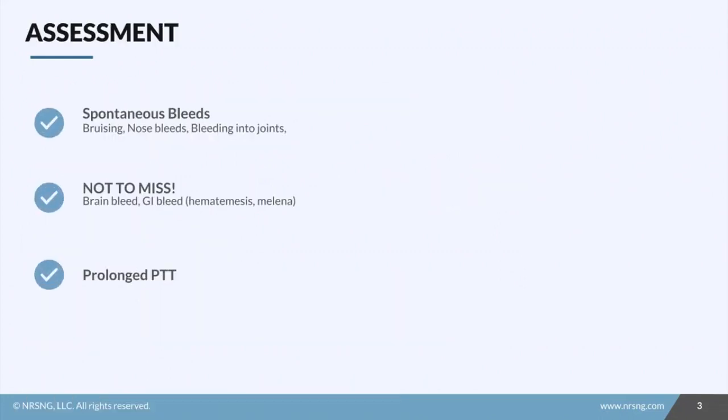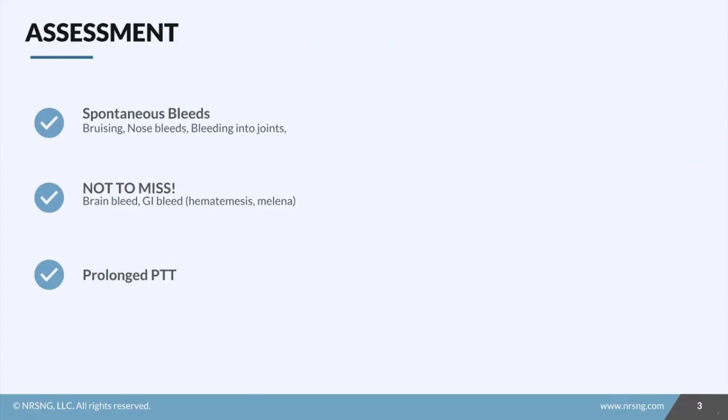Your assessment of a patient who has hemophilia is 100% about looking for signs of spontaneous bleeding. Sometimes this is going to be really obvious, from a cut or an injury, or you might have a nosebleed or a really big bruise that lets you know there's bleeding. But other times it could be happening kind of silently. So let's talk about a couple of these different ways that it might present.